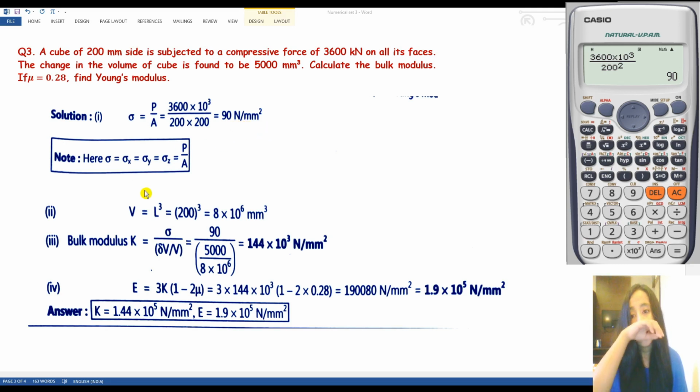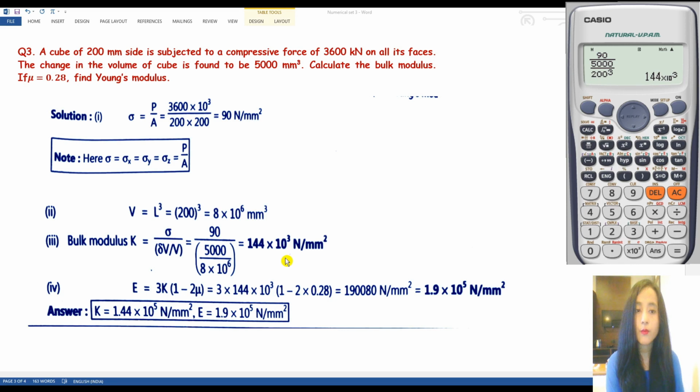Now next, we need to find the bulk modulus K. To find bulk modulus K, change in volume by original volume is required. How will we find the original volume? Original volume will be side cube. So let me find bulk modulus now. Since we have found stress is equal to 90, divided by volumetric strain. Change in volume is given as 5000, divided by original volume, which is side cube. So we'll get 144 into 10 raised to power 3 Newton per mm square. So this is the bulk modulus.